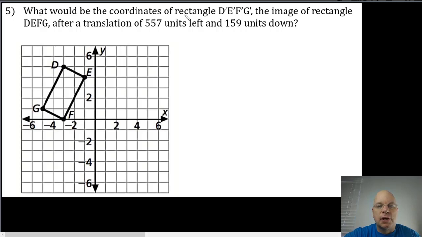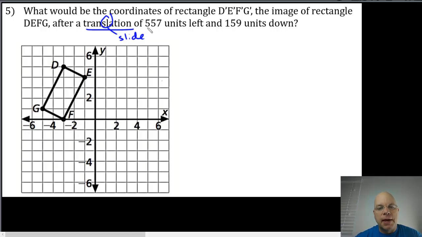It says what would be the coordinates of rectangle D prime, E prime, F prime, G prime, the image of rectangle DEFG after a translation, so a slide, 557 units left and 159 units down. Remembering that translation reminds us that it's a slide. If we're sliding 557 units to the left, I'm clearly not going to be graphing that on this piece of the coordinate plane. I would need a huge piece of paper. It wouldn't be realistic to do. And likewise with this slide down of 159 units.